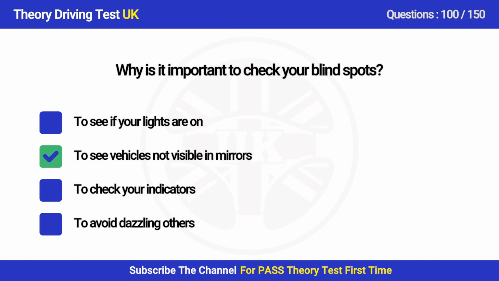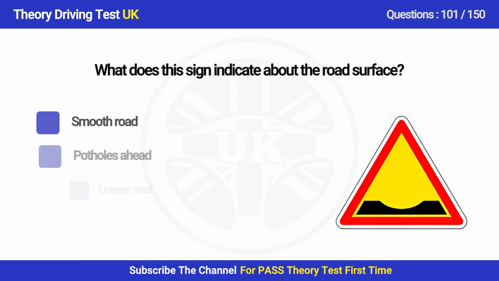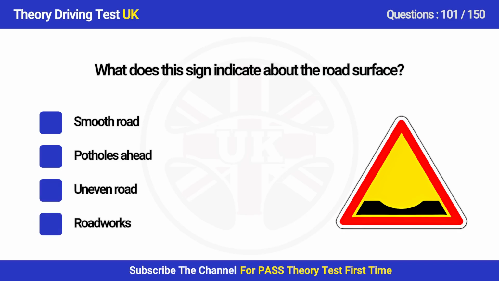Answer is B. To see vehicles not visible in mirrors. Blind spots are areas around your vehicle that cannot be seen using your mirrors. Checking them by glancing over your shoulder is crucial before changing lanes or turning to avoid collisions with hidden vehicles or cyclists. Question 101. What does this sign indicate about the road surface?